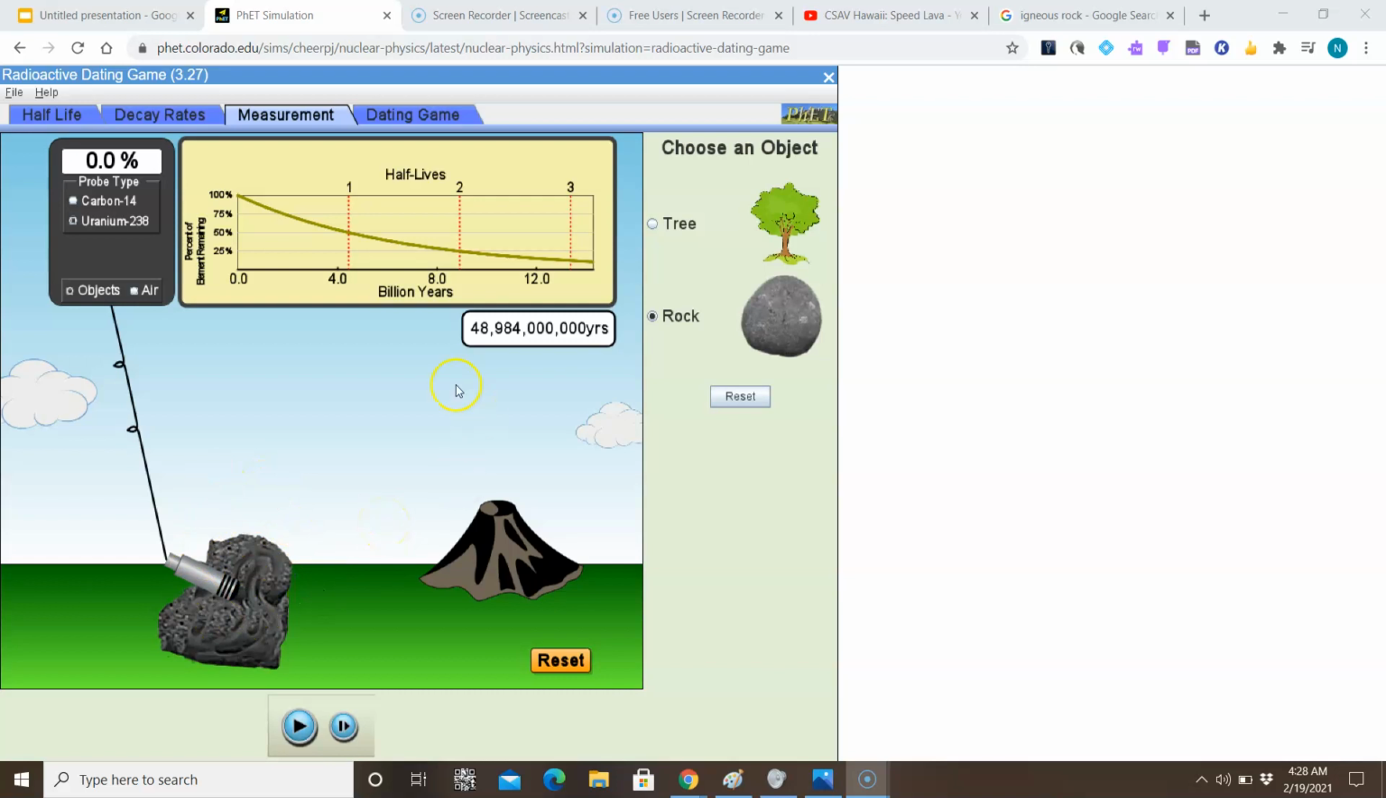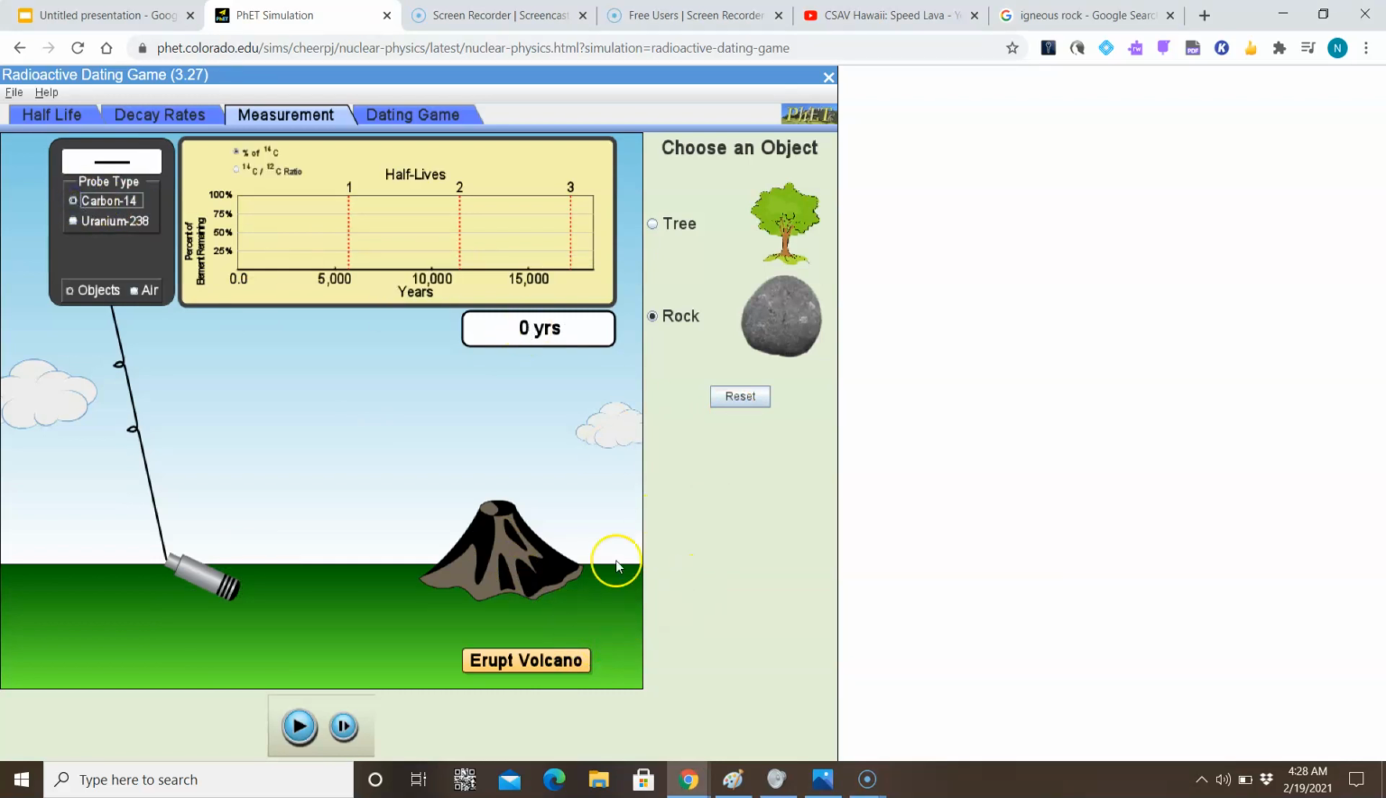All right, we've got one more thing to try. The last thing we're going to try is to test carbon-14 in the rock. So let me go ahead and reset this. And I'm going to switch it to carbon-14. And once again, we're going to erupt that volcano so we can have our rock being born there. There it goes. Boom. And the probe is on carbon-14.